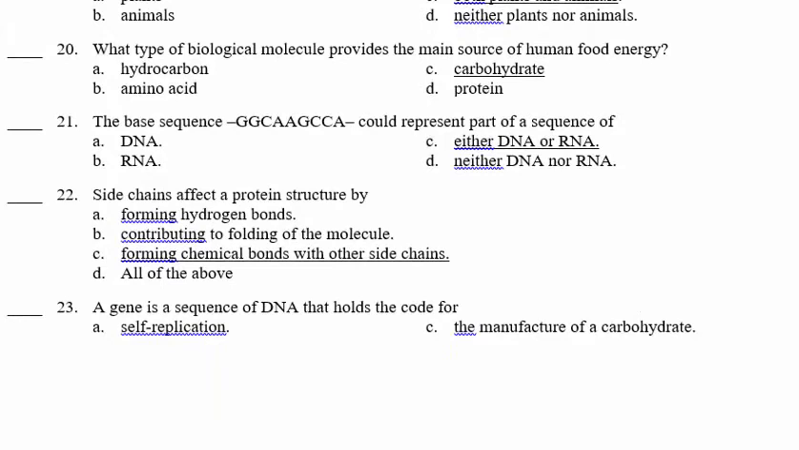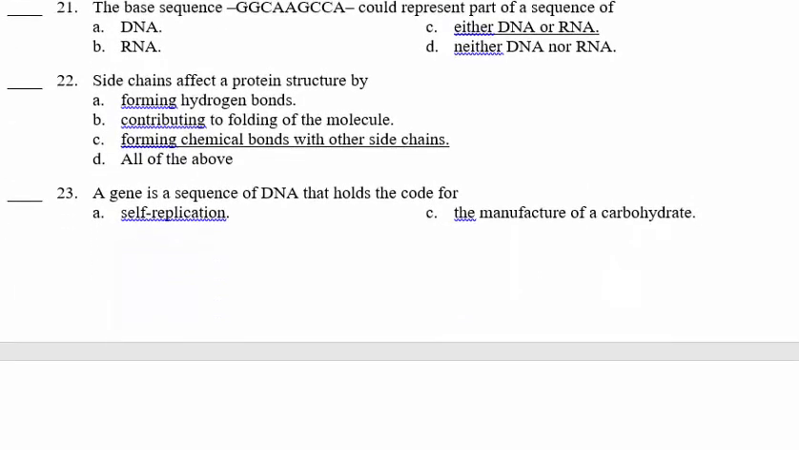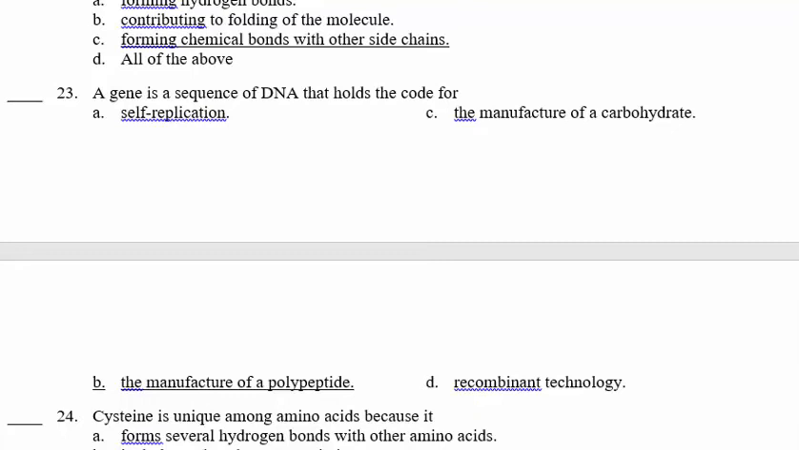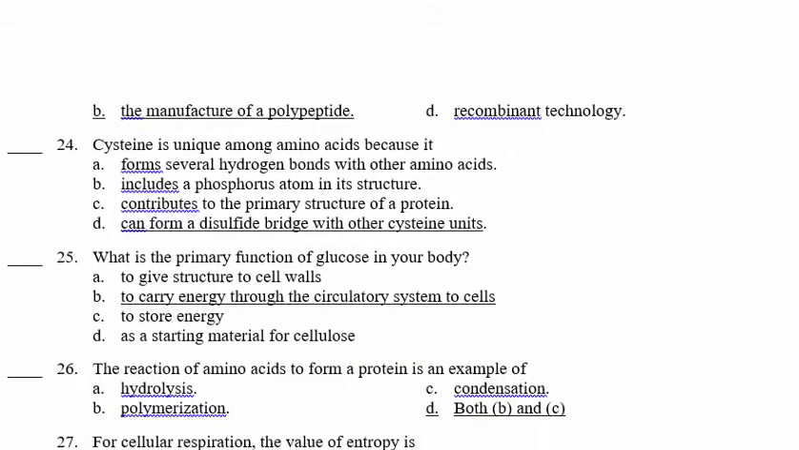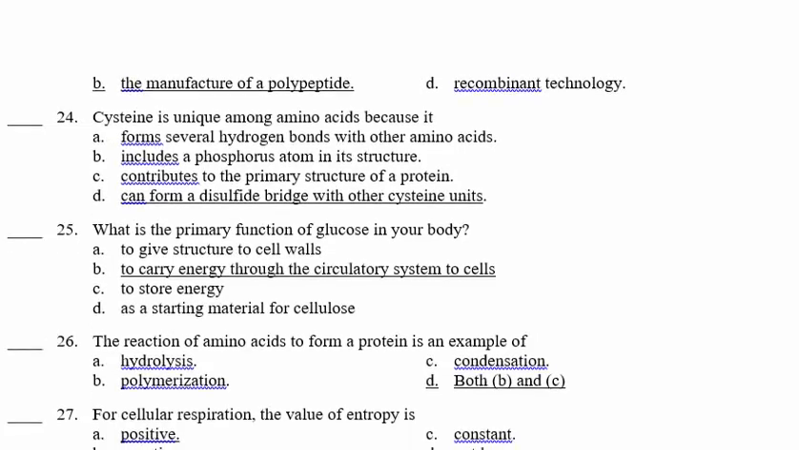Number 22. Side chains affect a protein structure by forming chemical bonds with other side chains. Of course, this is the main way proteins react with other proteins. A gene is a sequence of DNA that holds the code for manufacture of a polypeptide. How is the gene expressed? The gene is expressed through the production of protein. Cysteine is unique among amino acids because it can form disulfide bridges with other cysteine units. This is why it is different from other amino acids.